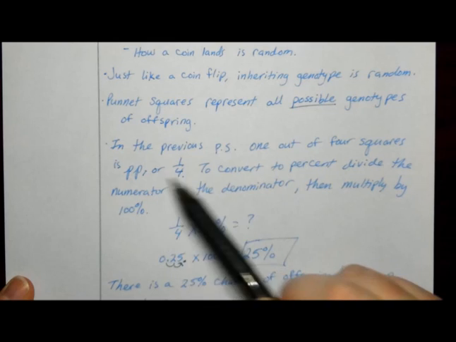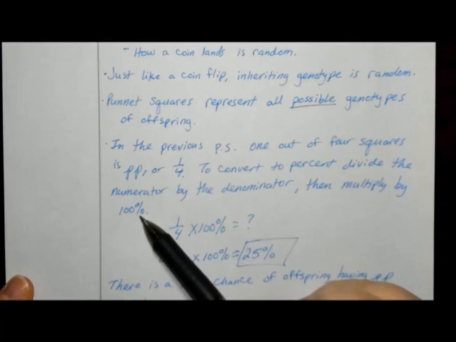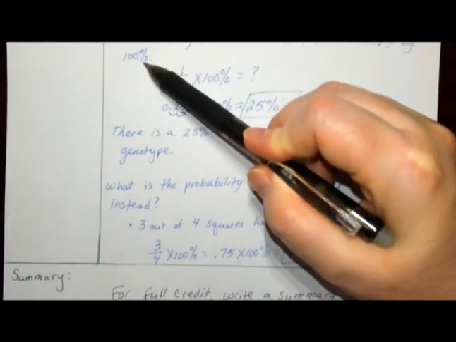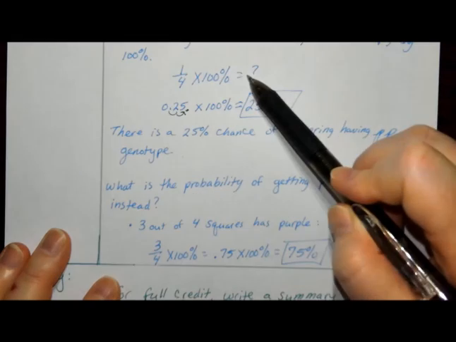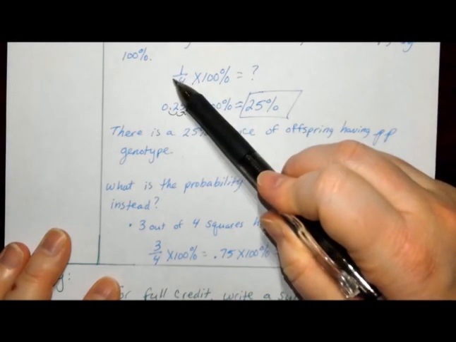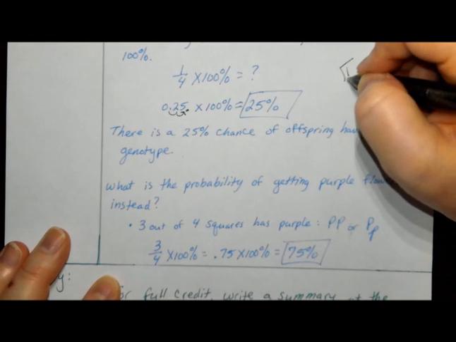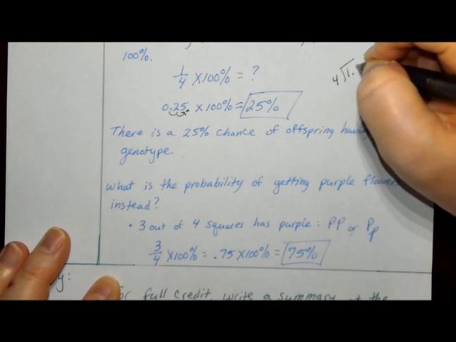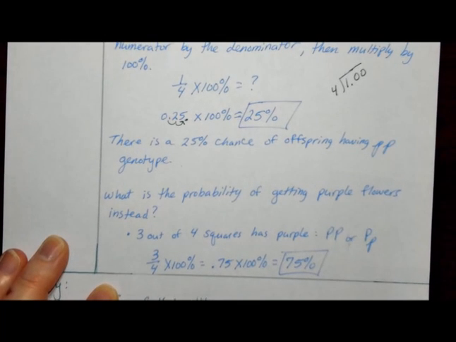Numerator is up top, denominator is down below, D for down, then multiply by 100%. So 1/4 times 100% is what? Well, first we're going to do that 1/4. 1 divided by 4. Let's get some decimal places here. I already know I'm going to need 2 decimal places.